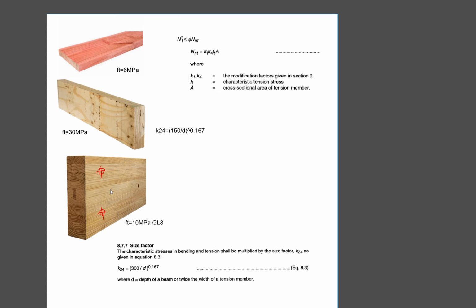The other thing is, when you have a member loaded in tension and you have a bolt that is embedded in the tension member, just be careful that you use your net tension area rather than the gross area. And this A here, we're talking about the gross area of the tension member. But if you have a bolt coming through, then you would deduct the area of the holes, and you would get your net cross section of the timber. It would be something like that.